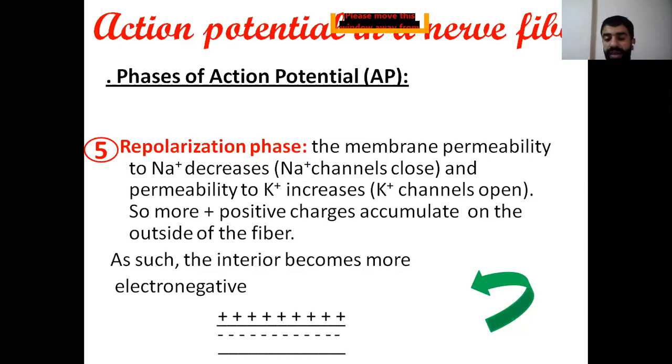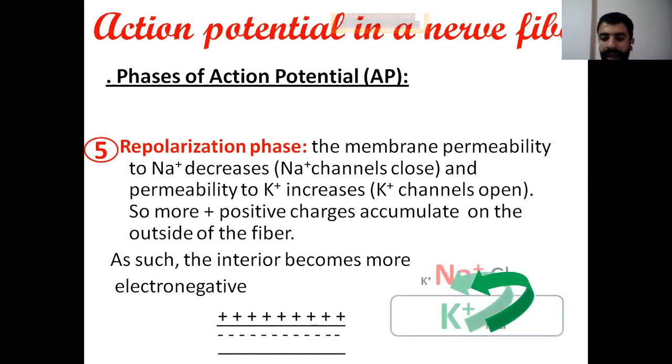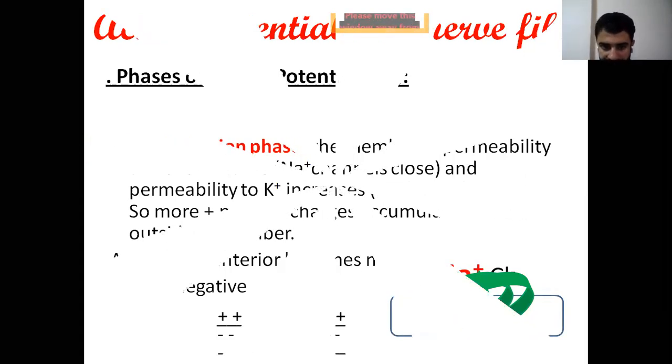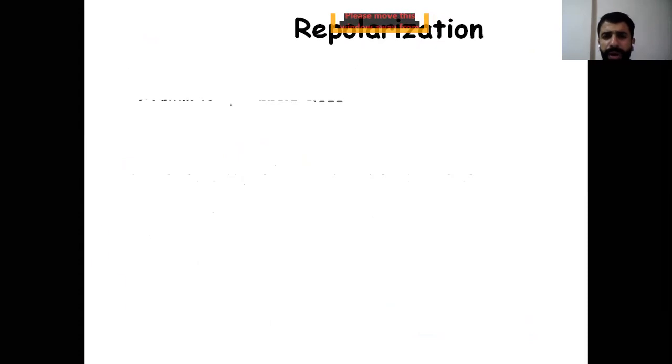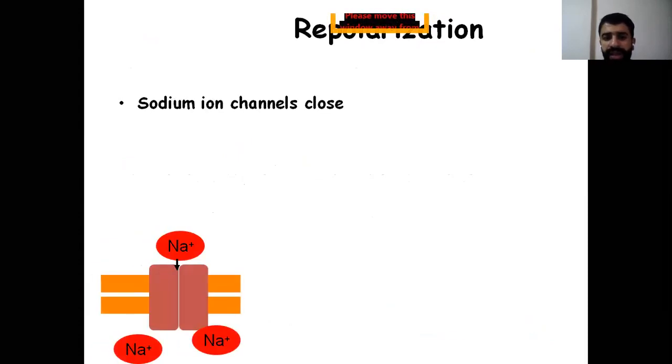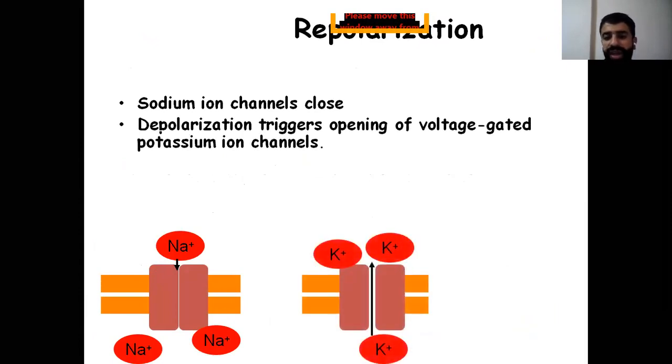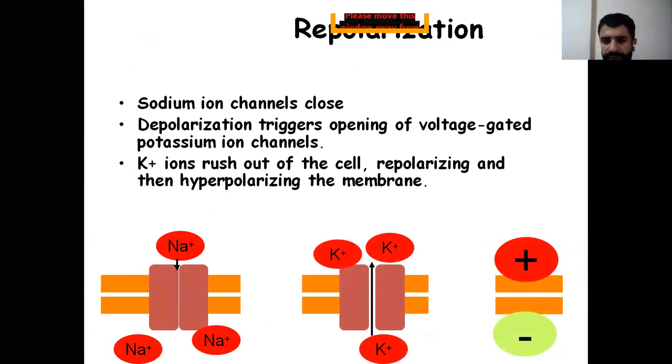So more positive charges will accumulate where? On the outside, and more negative will accumulate on the inside. That's why the interior becomes more electronegative, and that's why the repolarization phase corresponds to the decrease in the positivity toward the negative. Here, in repolarization, you have to know that the sodium ion channels close, and depolarization triggers opening of voltage gated potassium channels. This one you don't have to study them, you have only to understand them.